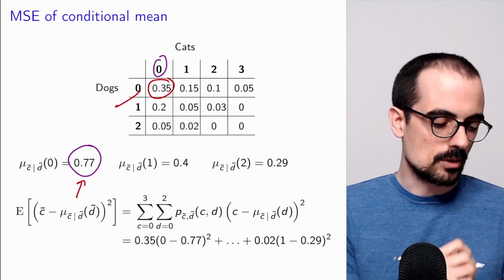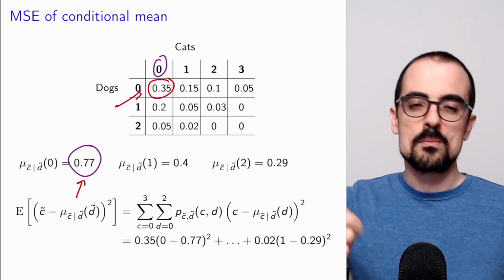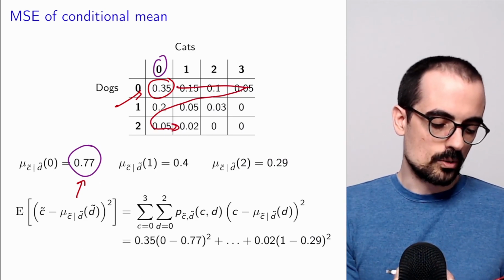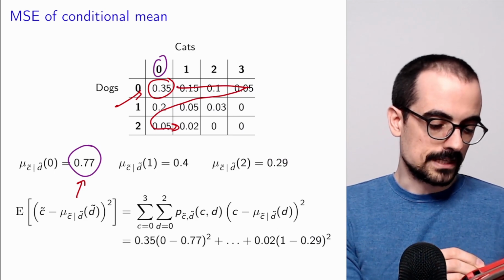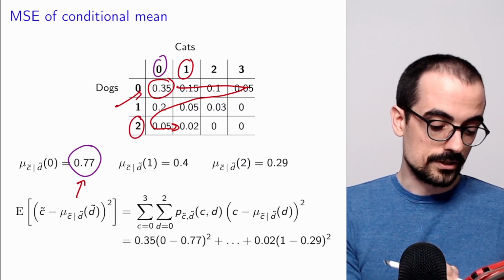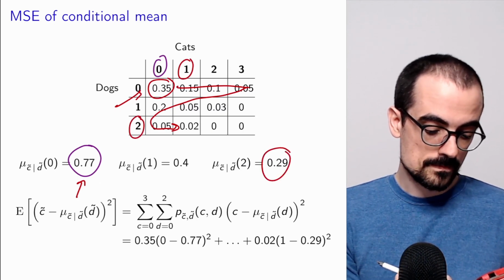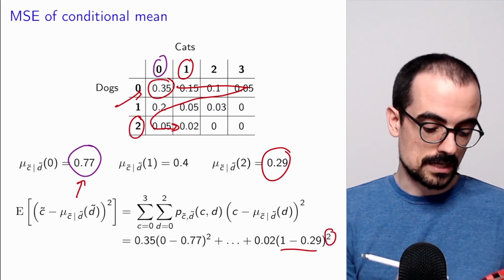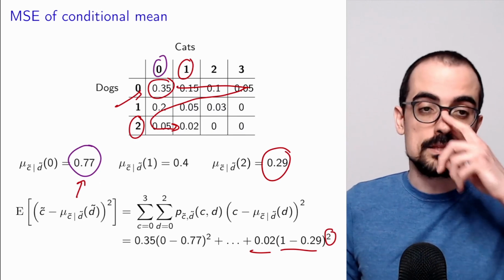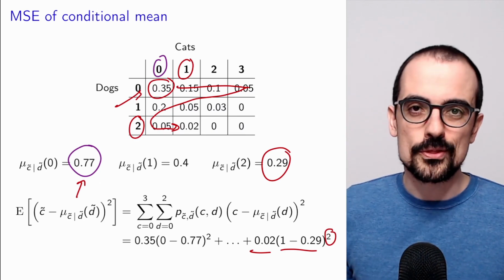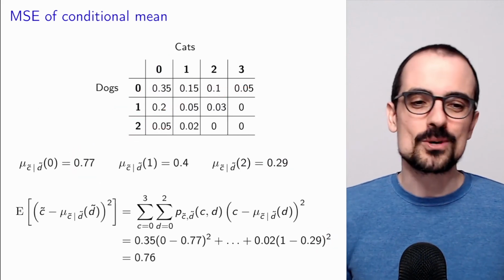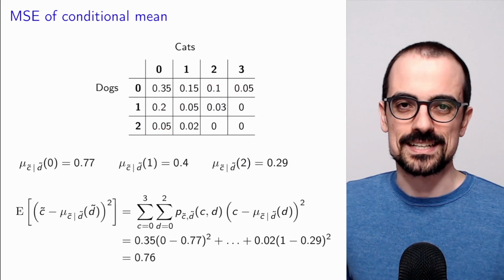We multiply it by the probability that there's 0 cats and 0 dogs, plus all of this until we reach here, where we have that the truth is 1 cat. We have to compare it to the conditional mean when there's 2 dogs, which is 0.29. We square it, and then we multiply by the corresponding probability. That's what we do for all the entries. Here I do recommend that you work it through and see if I made a mistake or not. What you will see is that, hopefully, the mean squared error is equal to 0.76.